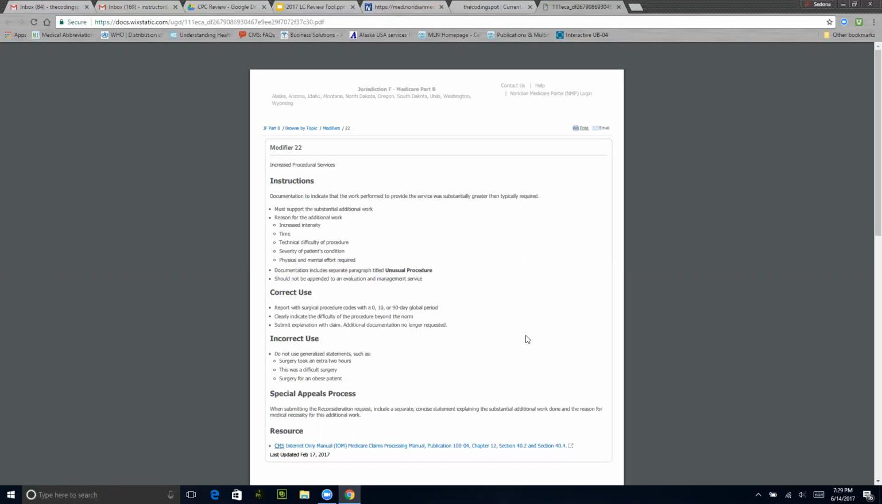For example, incorrect use: do not use generalized statements such as surgery took an extra 2 hours, or this was a difficult surgery for an obese patient. Those aren't significant enough for us to know that this was increased procedural services and I should be paid more. It really has to be documented, and we don't assume anything as coders. If it's not documented, it didn't happen.